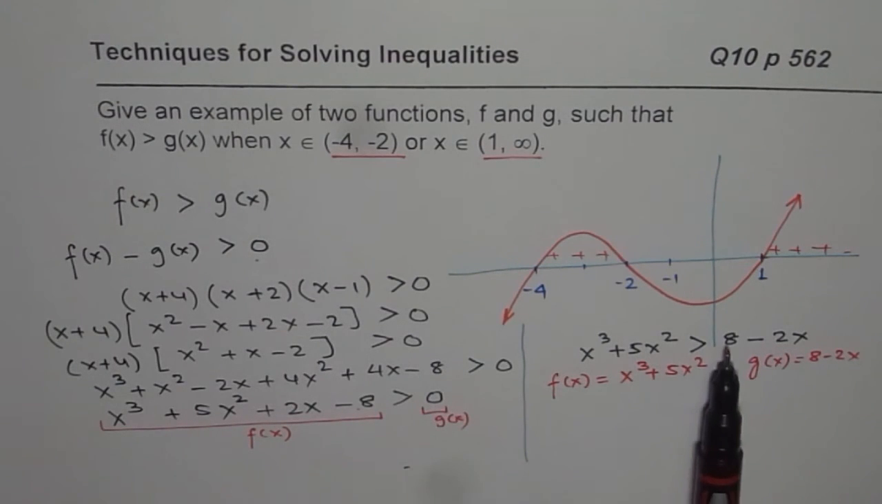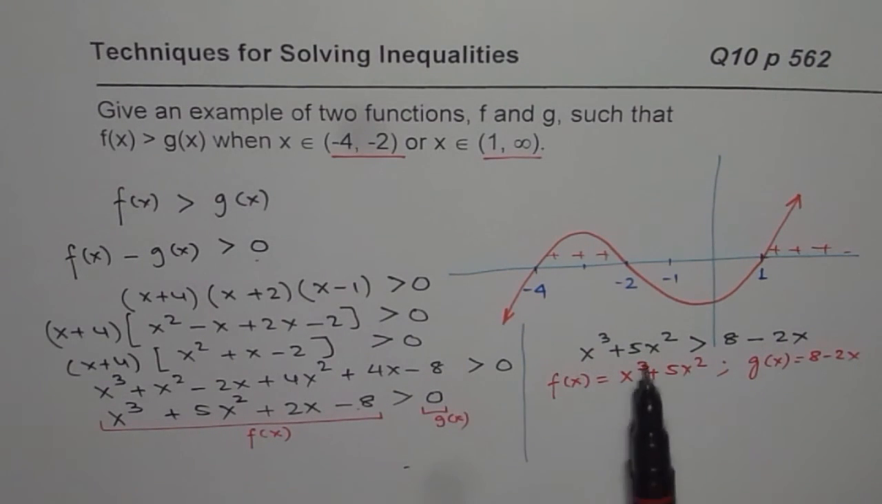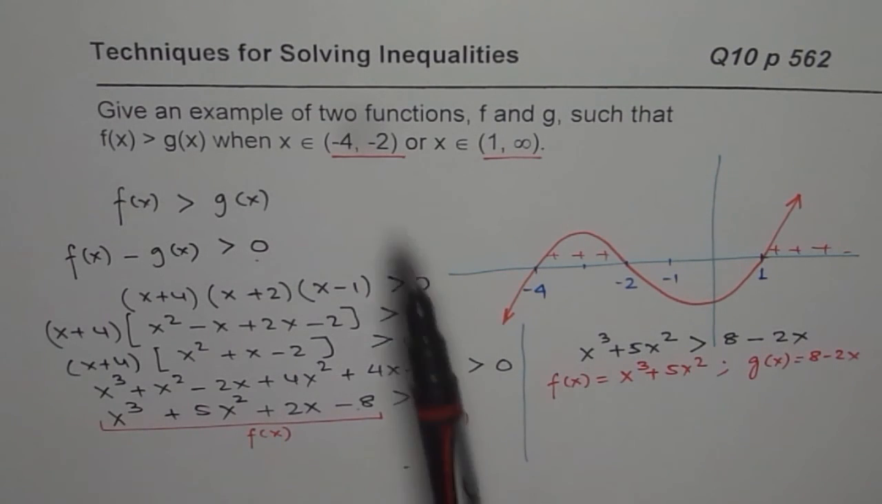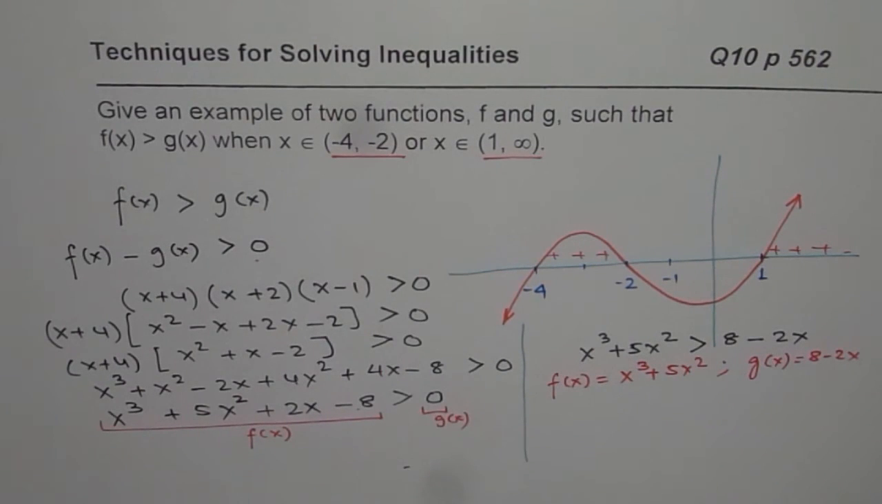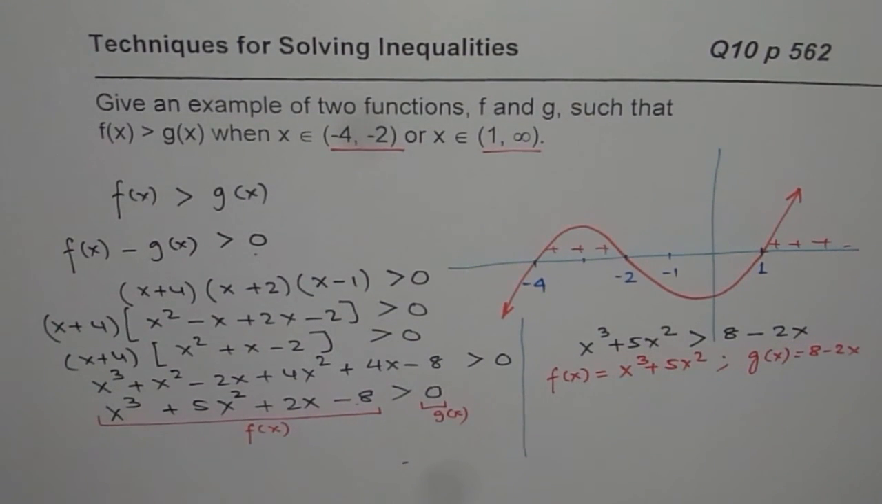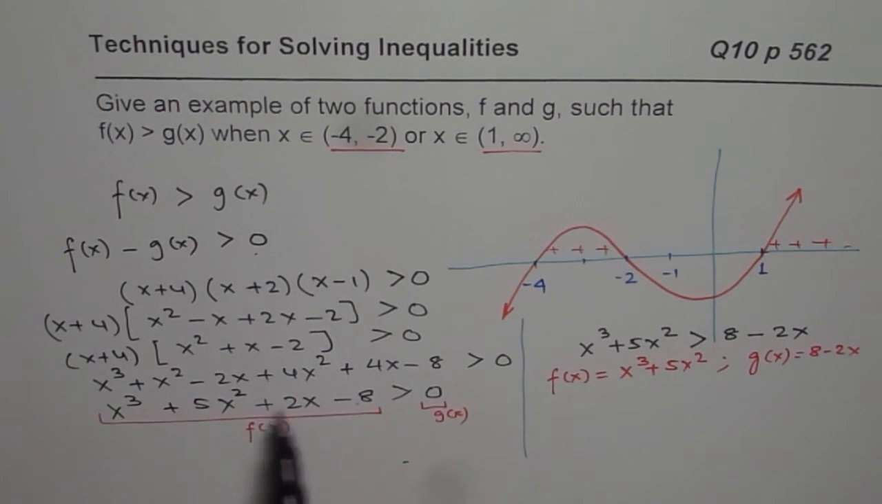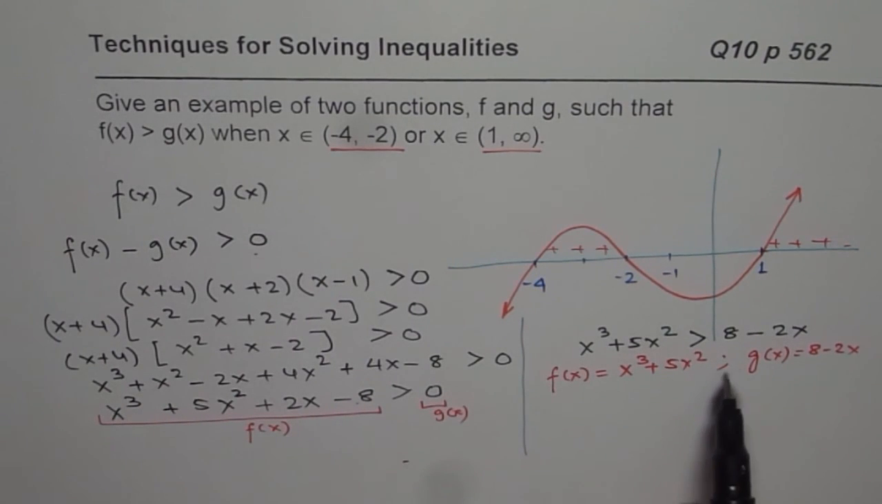You could split 8 into two portions, 4 and 4 for example, and then write your equations. So there could be combinations which can satisfy this particular inequality. That is what we're trying to understand with the help of this example. I hope that helps. But this is a straightforward and very effective way of answering. Once you get to this stage, you can say your answer is f of x is all this, g of x is this. You could just take a few terms here, even a combination.